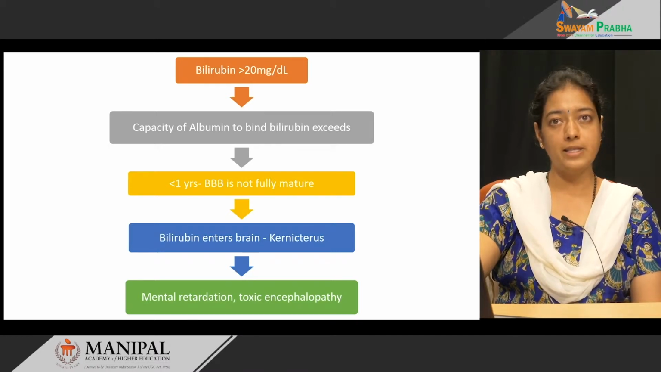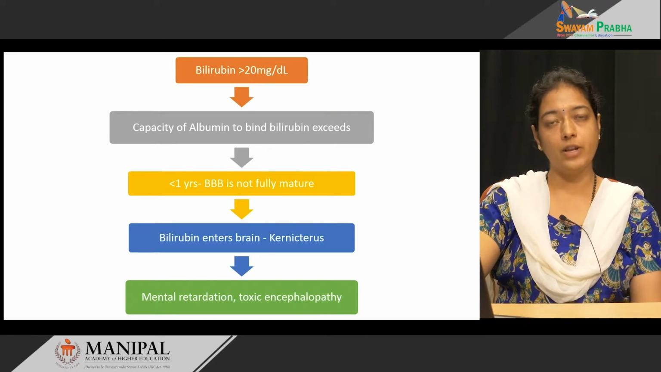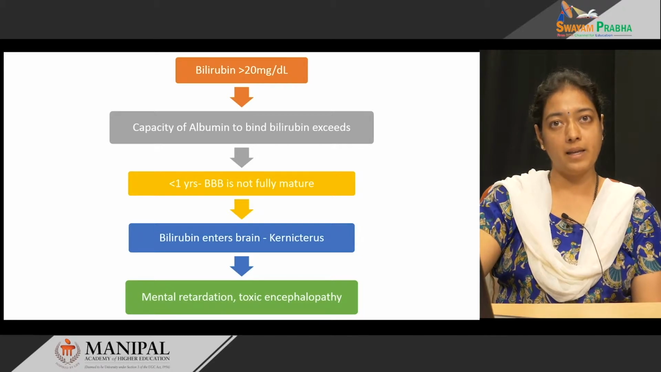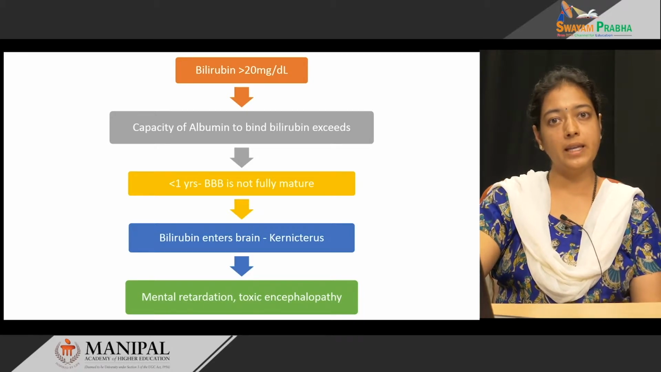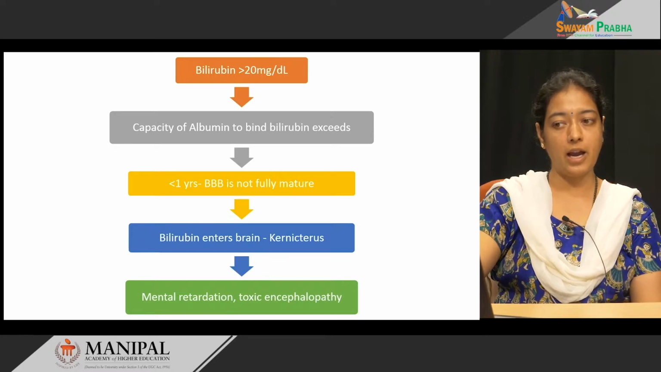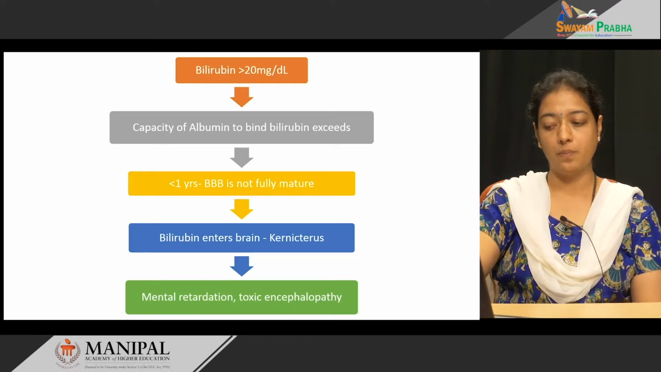When the bilirubin levels are more than 20 milligram per deciliter, in infants less than 1 year of age, the blood brain barrier is immature, so bilirubin can easily pass through the blood brain barrier and enter the brain, and accumulation of this bilirubin in the brain leads to mental retardation and toxic encephalopathy.